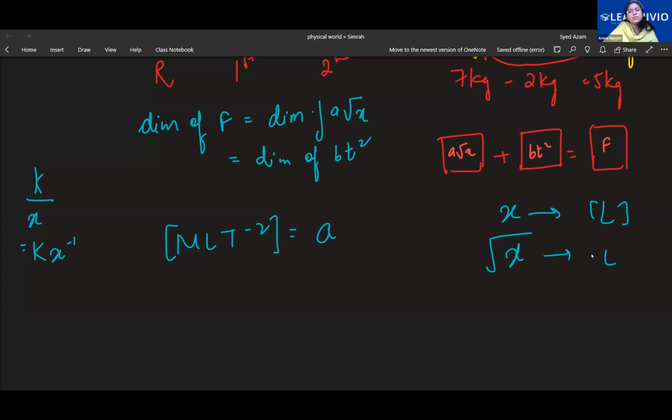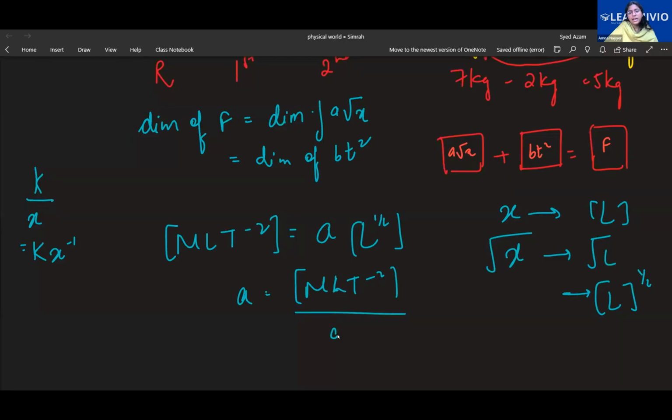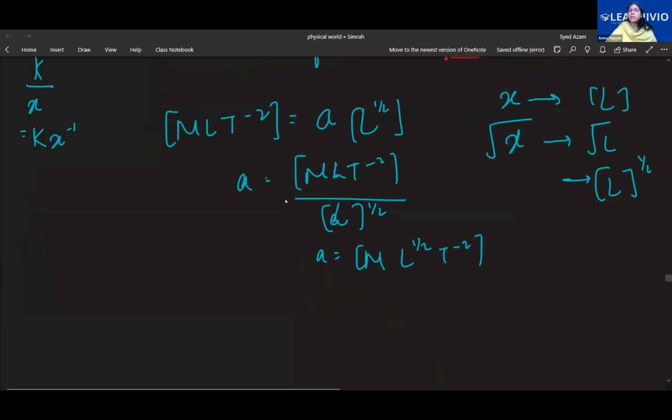Yes, so this is root L, but we don't write root, so we will write this as L to the power half. Now you can get the value. A will be MLT to the power minus 2 divided by L to the power half. So A will be M, 1 minus half is half, so L to the power half, T to the power minus 2. This is just A. Now we'll do the same thing. We know bt squared is equal to this also. Bt squared is equal to force also, because now this is revealed.